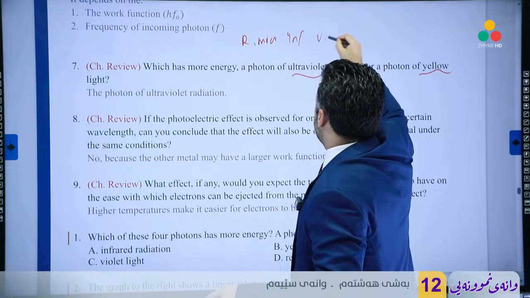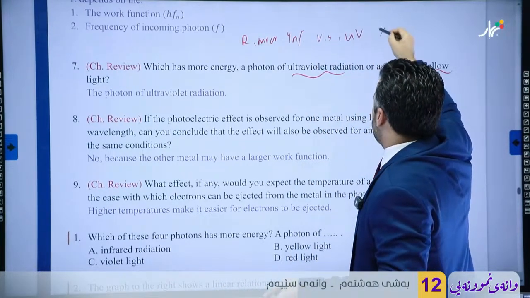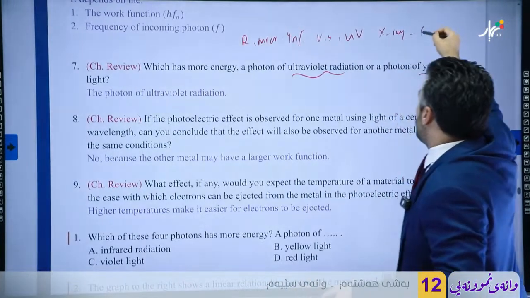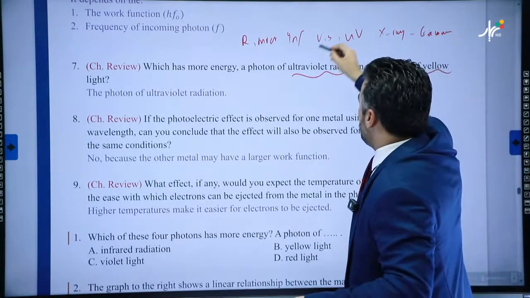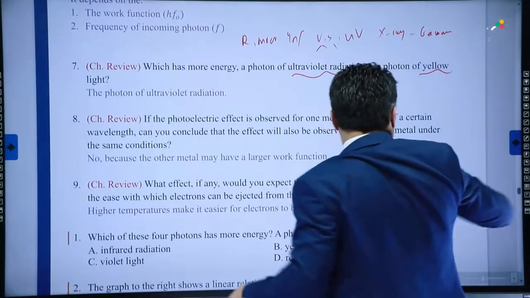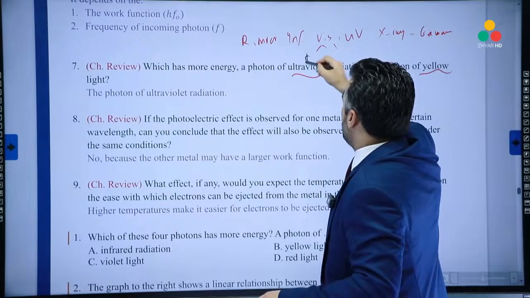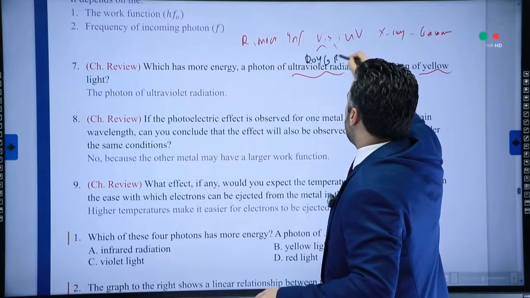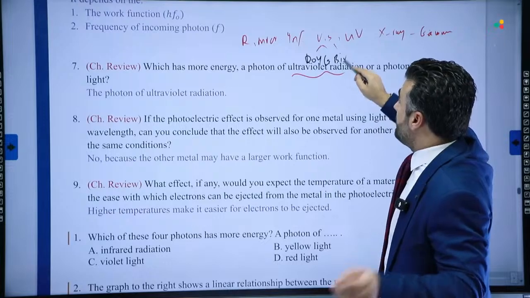And then, of course, we have visible, and then we have ultraviolet, you can call it UV, and then we have X-ray, and of course, we have gamma rays as well, okay? Now, for visible light, we have all the visible colors, and that is, we can call it ROY G BIV, yeah? That is red, orange, yellow, green, blue, indigo, violet here.